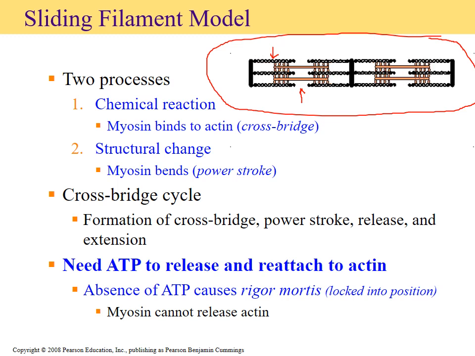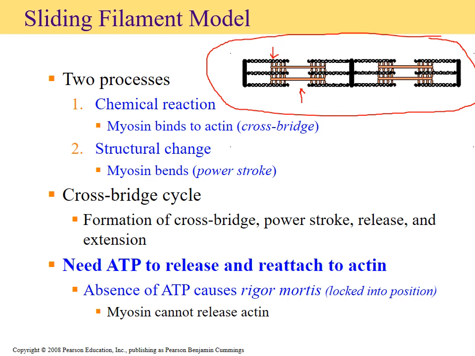And the more you allow them to overlap, the stronger the contraction becomes. But in order for them to overlap, they will first need to make physical contact, which is your cross bridge, and then they need to start sliding. And the sliding part is going to be your power stroke.